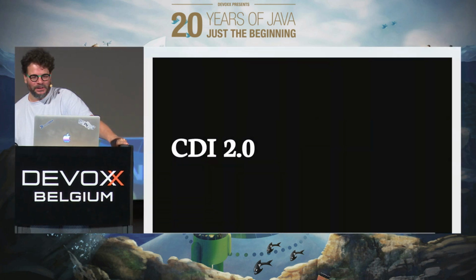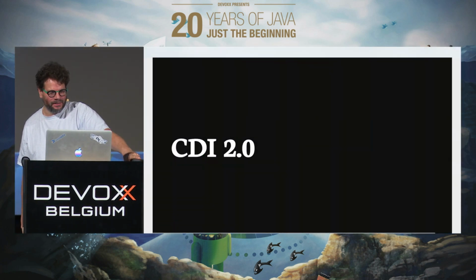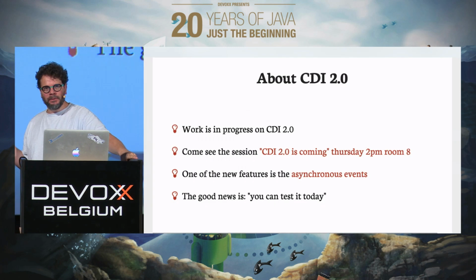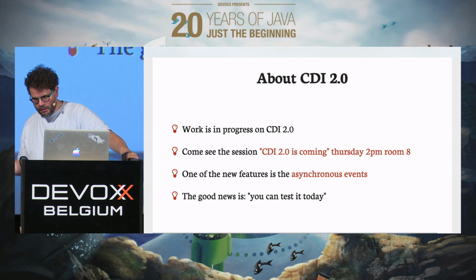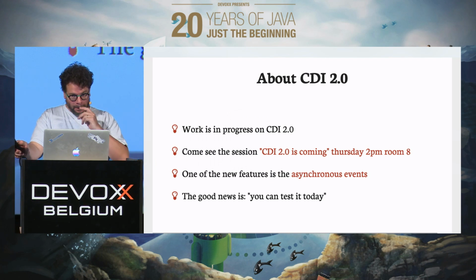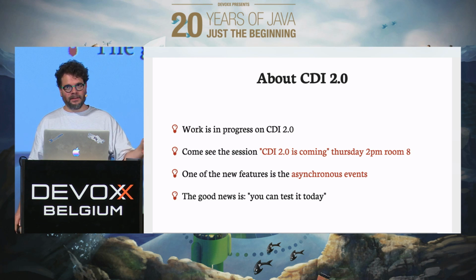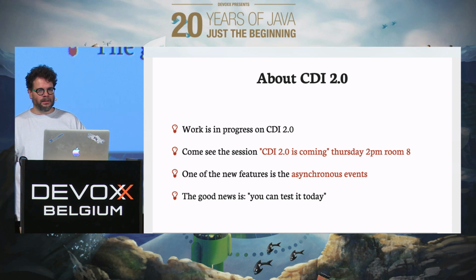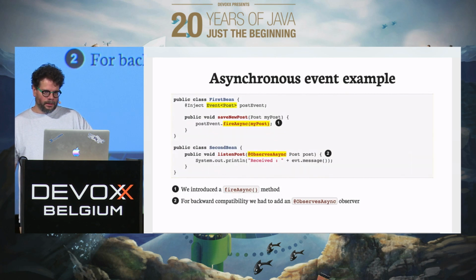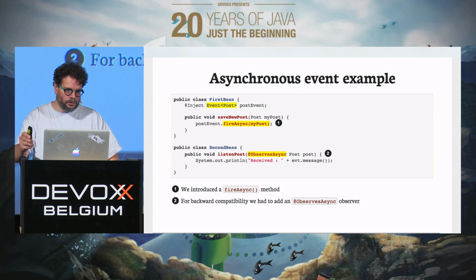Yeah, we have a few minutes to introduce new things in CDI 2. So we are talking about events, which until CDI 2 are synchronous. But in CDI 2, we will introduce the asynchronous event. The good news is that you can test CDI 2 today. There is a release of the reference implementation of CDI 2, and in this preview, you have the asynchronous event feature.